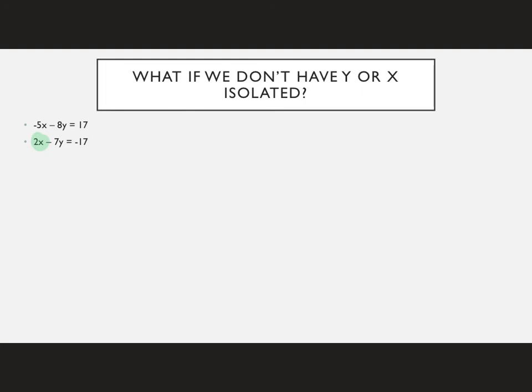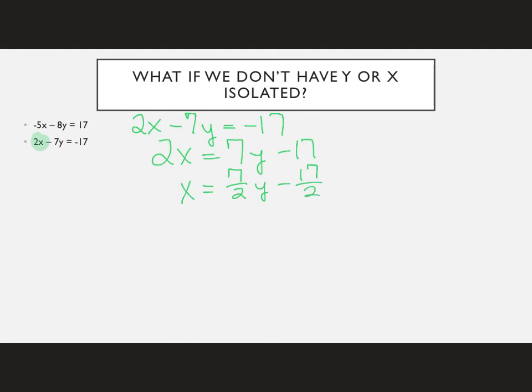So I have 2x minus 7y equals negative 17. So first I want to move my y over, so I'm going to add 7y to both sides. So I have 2x equals, and just because I like to do this order, 7y minus 17. Then I have to divide everything by 2. So I'll have x equals, and remember, you can do fractions or you can do decimals. I'm just going to do fractions. 7 over 2 y minus 17 over 2. That's just easier for me.